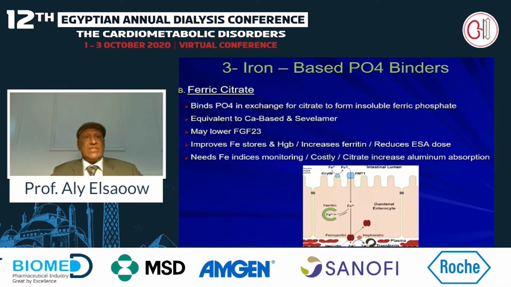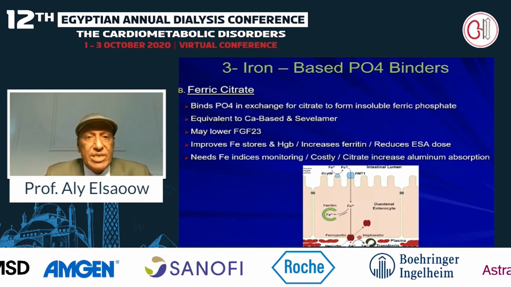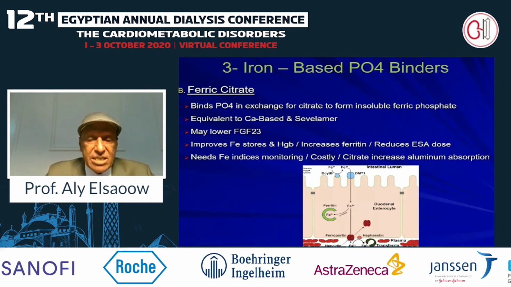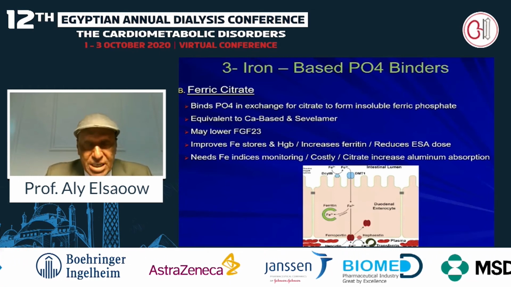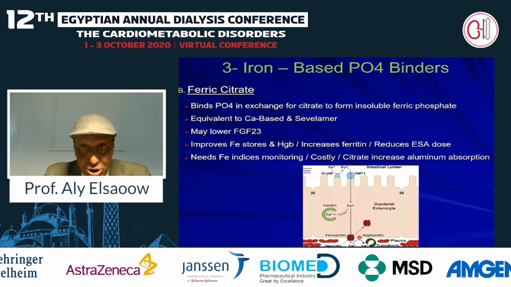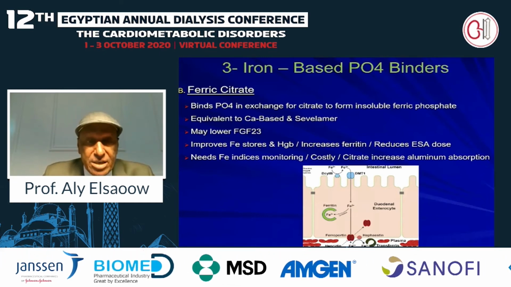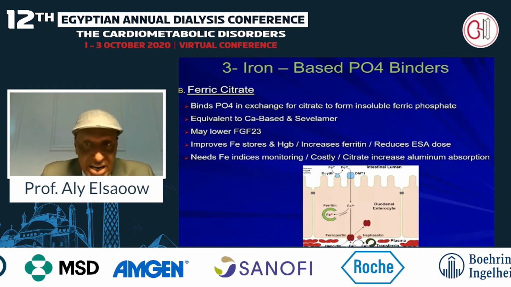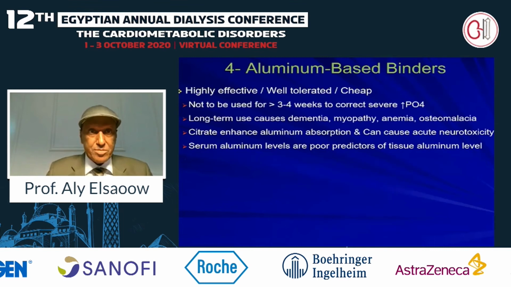The other one is ferric citrate, which is equivalent to calcium-based and sevelamer. This form of iron, as you can see in the diagram, is absorbed. So it improves iron stores in hemoglobin, increases ferritin, and reduces ESA dose. However, you need to monitor the iron indices. It is expensive, and the citrate may increase aluminum absorption, as we mentioned earlier.